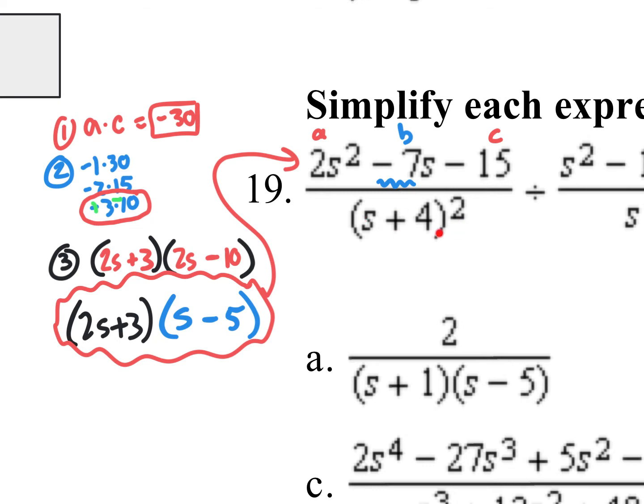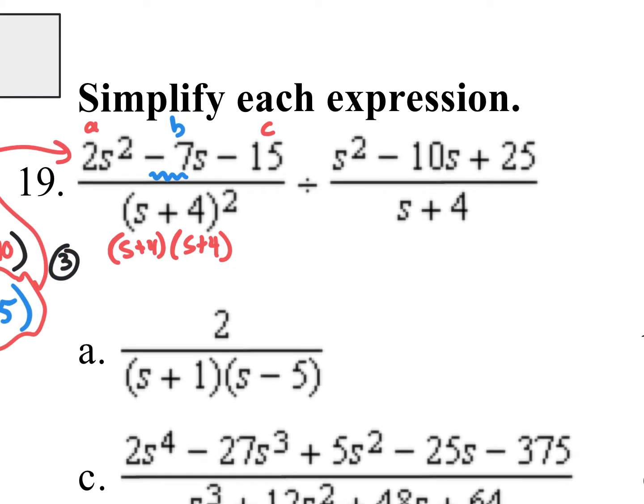Now this is technically already in factored form, s plus 4. I mean, if you want to, you could write it out 2 times, s plus 4 times s plus 4, but please do not distribute, right? We want it in factored form. We don't want it distributed. So leave it in factored form.